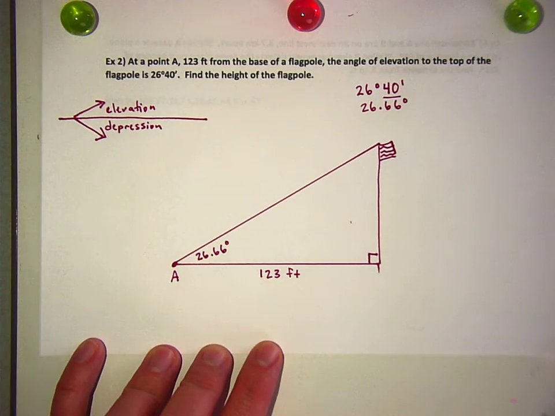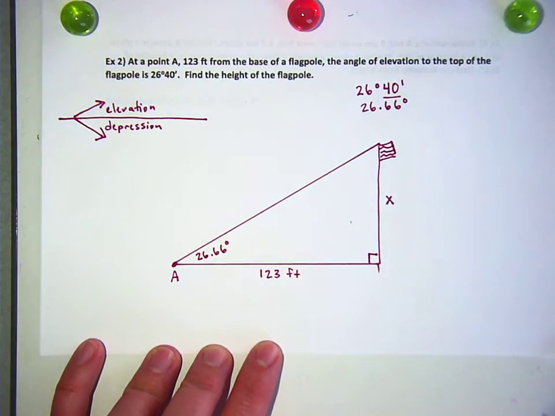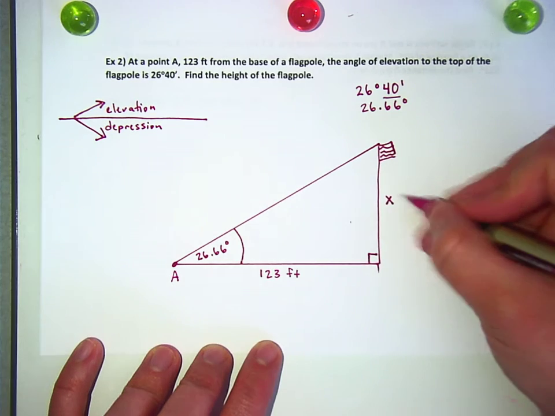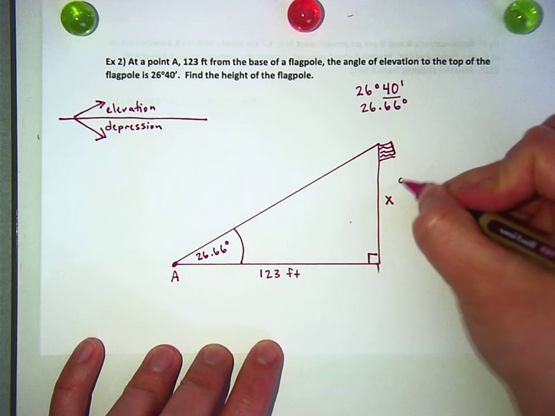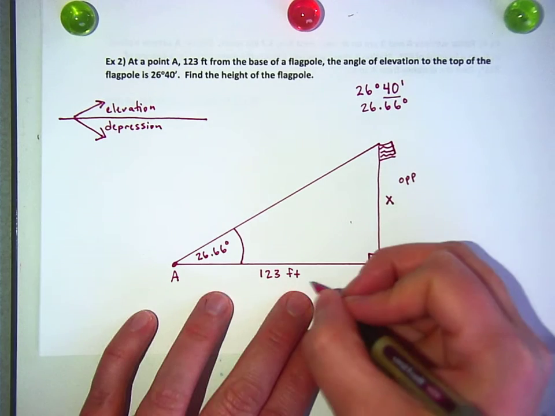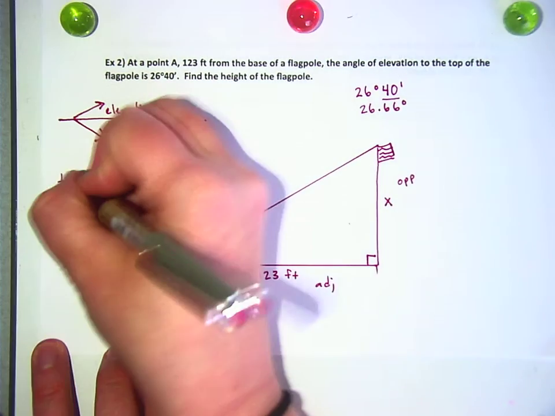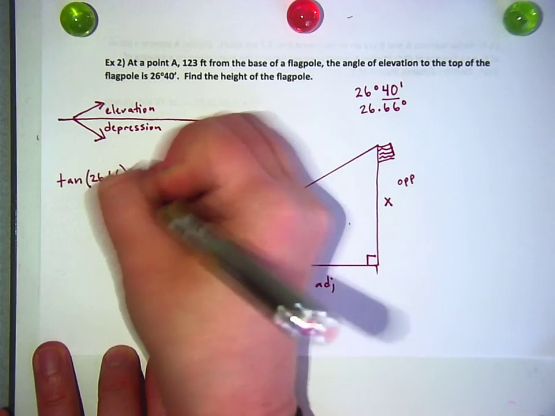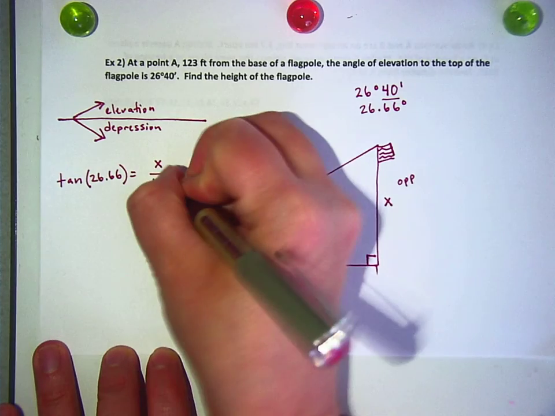And it says we're supposed to find the height of the flagpole, so we want to find this over here. Okay, so I've got an angle. What's this side compared to that angle? That's the opposite side. And this one is adjacent. So what should we use? Tangent. Tangent is opposite over adjacent.